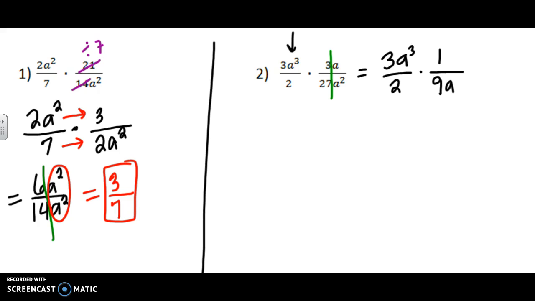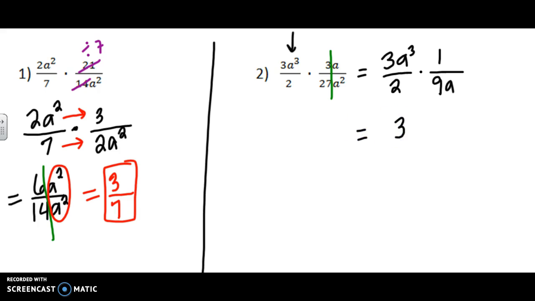Now, some people like to look inside each fraction individually, then look top to bottom, like diagonally. What I mean by that is you would compare this 3a cubed to this one. Personally, I think it's probably just as easy for you guys if you just go ahead and multiply everything together, then simplify. So let's go ahead and go straight across.